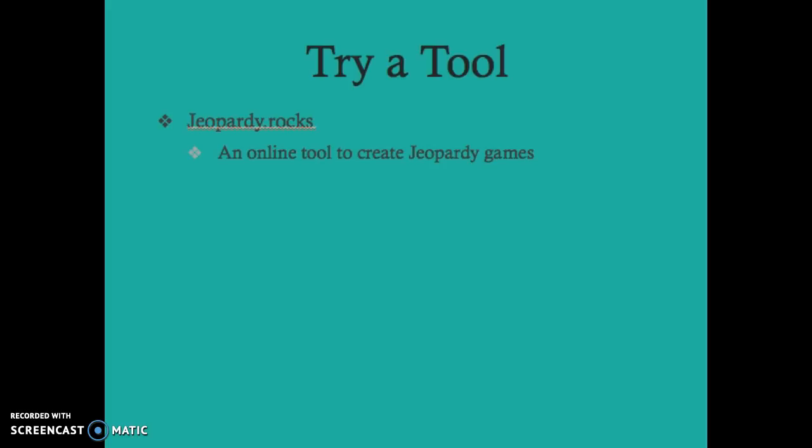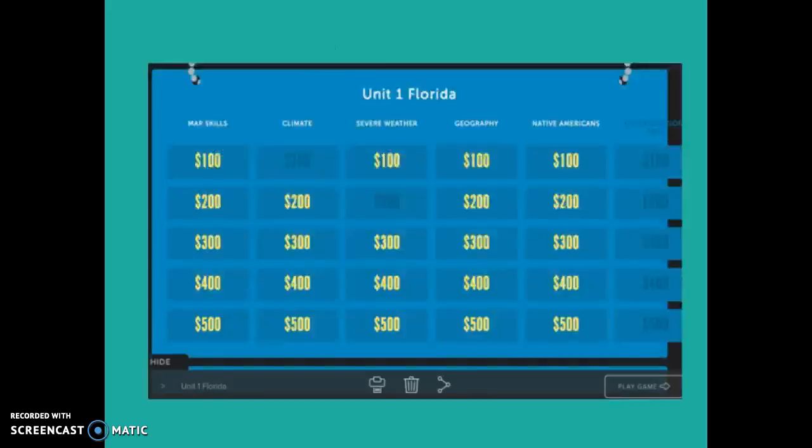A tool I use is Jeopardy Rocks. This is an online tool that you can use to create Jeopardy games. For example, I created a Jeopardy Rocks Jeopardy game for my first unit of social studies, which is on Florida. Now, I was able to create my headings of map skills, climate, severe weather, geography, and Native Americans. I was able to input questions and also put in my own answers.